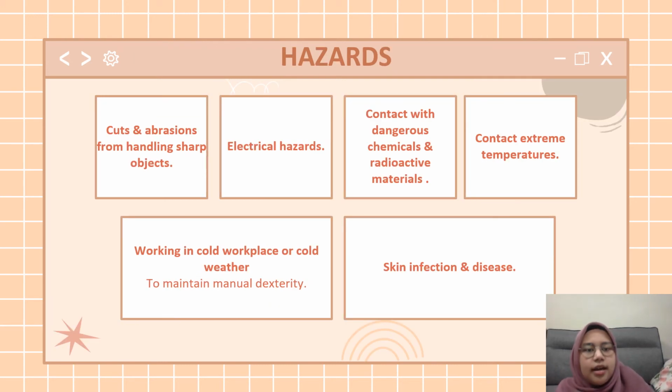So the hazard is from cut and abrasion from handling sharp objects, electrical hazard, because usually the PPE for arm is insulating for electrical, and it will protect our hand from dangerous chemical and radioactive material, contact with extreme temperature, working in a cool workplace or cool weather to maintain the manual working system for our body, and lastly for skin infection and disease.